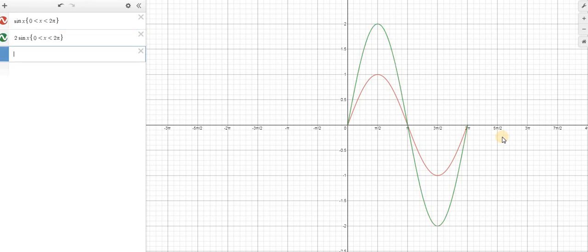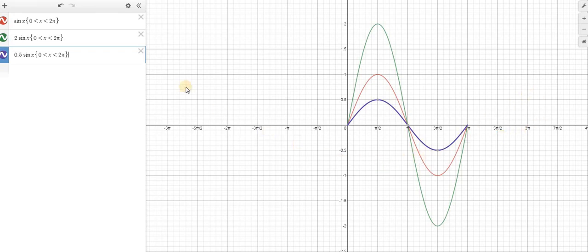Now if you have an amplitude less than 1, like 0.5 sine x, as you see here, the purple graph shows you 0.5 sine x and the amplitude is 0.5. So the range is from -0.5 to +0.5. So in this case, when the amplitude is less than 1, we call it vertical compression. So we have vertical compression by factor of 0.5. So this is the difference between vertical compression and vertical stretch.